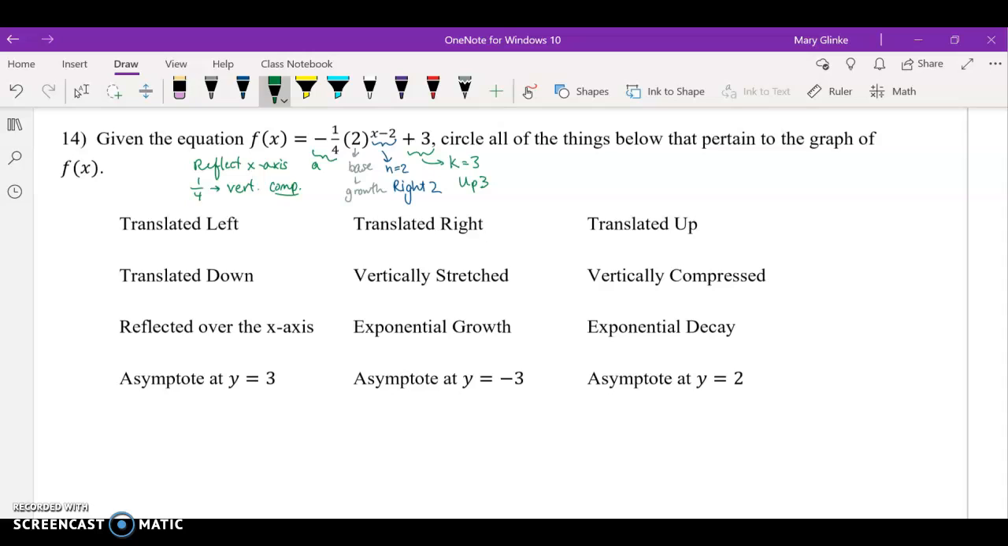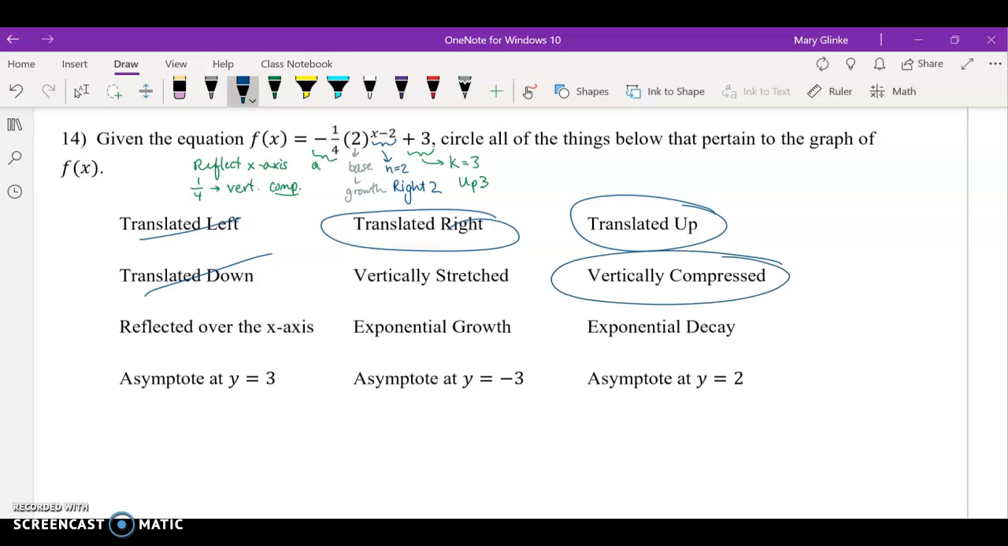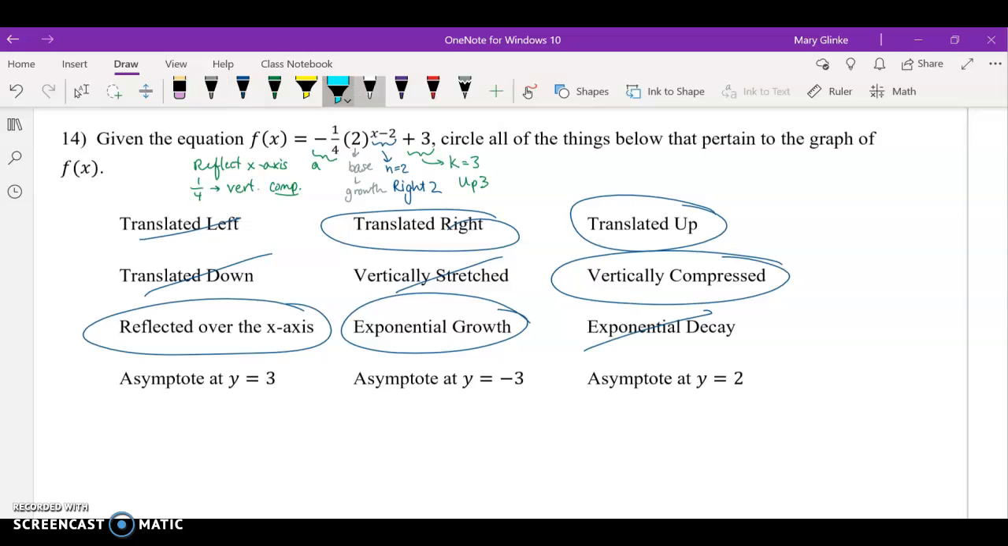So if you can look at an equation like this and identify all these pieces of information, now we just need to find what matches up with this. We said it was right 2, so it's not left, but it is right. K told us it moved up and not down. A told us this was vertically compressed, not stretched. This was reflected because of the negative. The base made this exponential growth. And the last one is being able to identify your asymptote. Your asymptote is always going to match your k value. So it's going to be y equals 3 for this one. So those are the ones that we should circle.